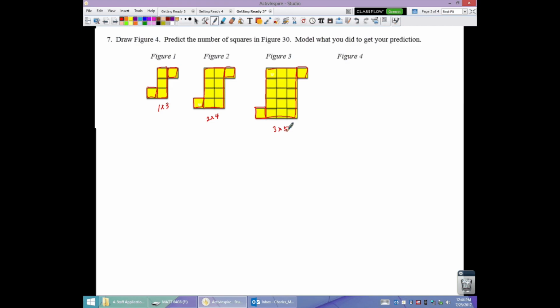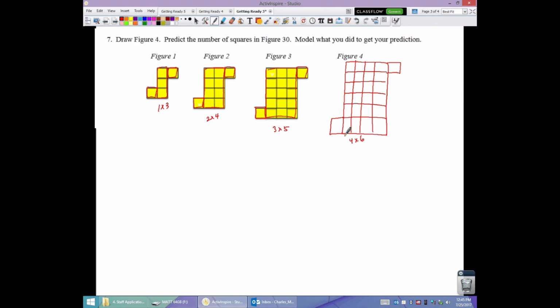So following that pattern, my inner large rectangle here would need to be 4 by 6. So I need it to be 6 boxes tall and 4 boxes wide. Okay, and then add back on my one on the top right and one on the bottom left.